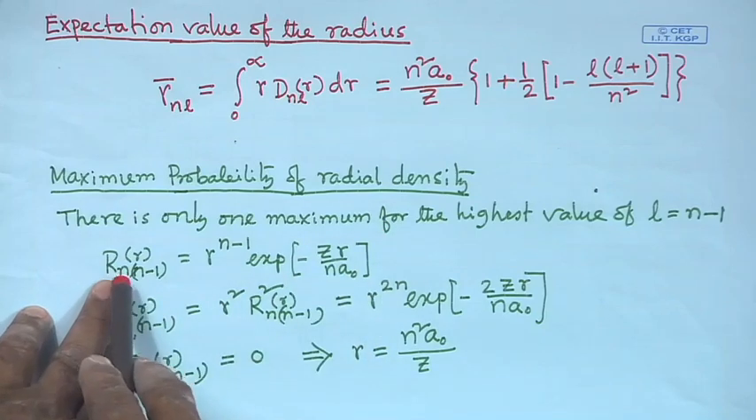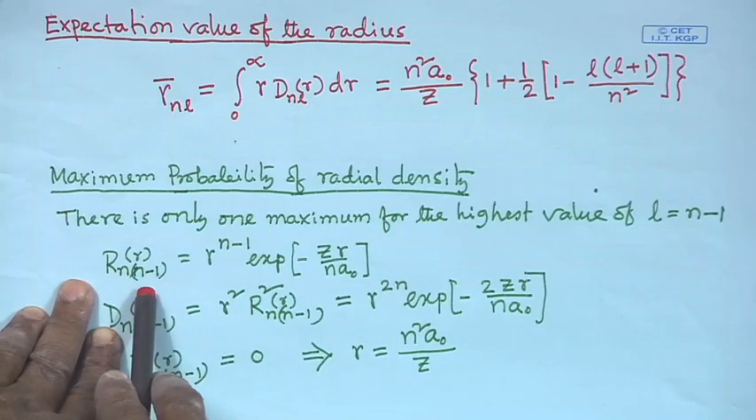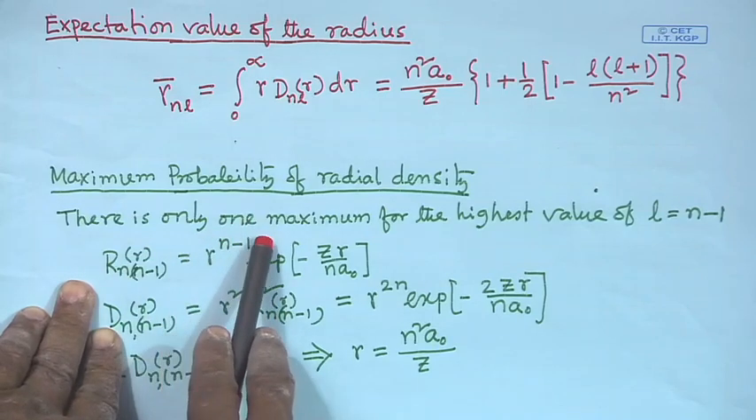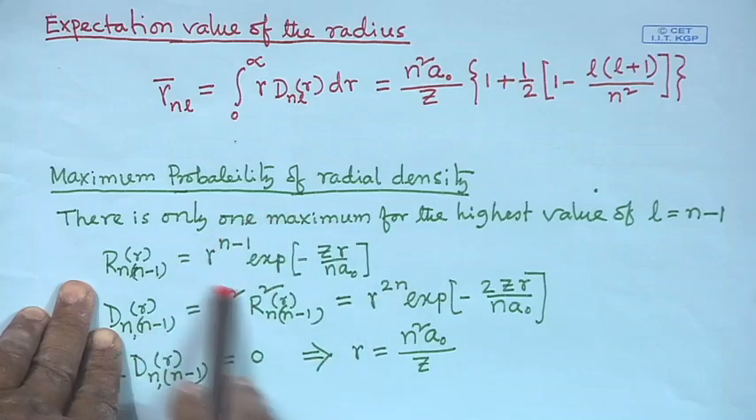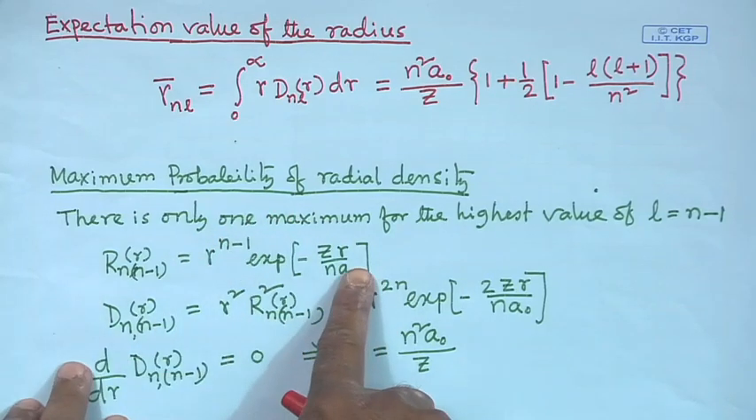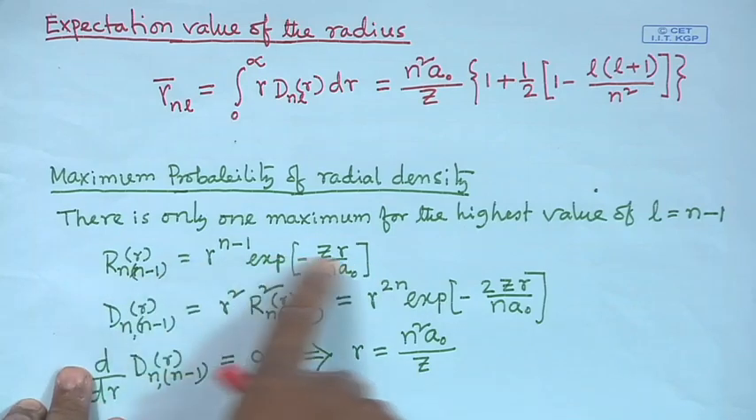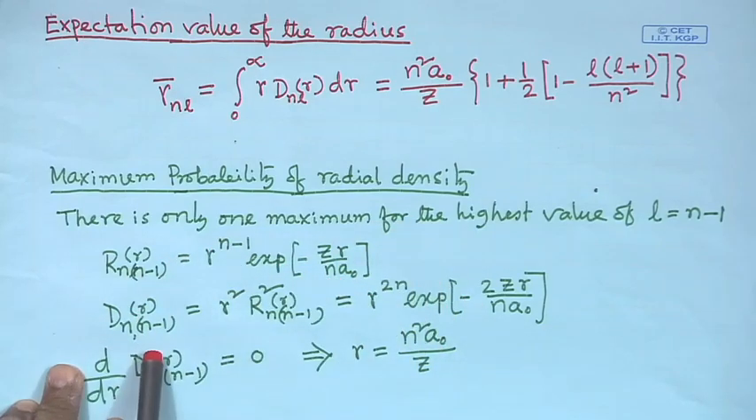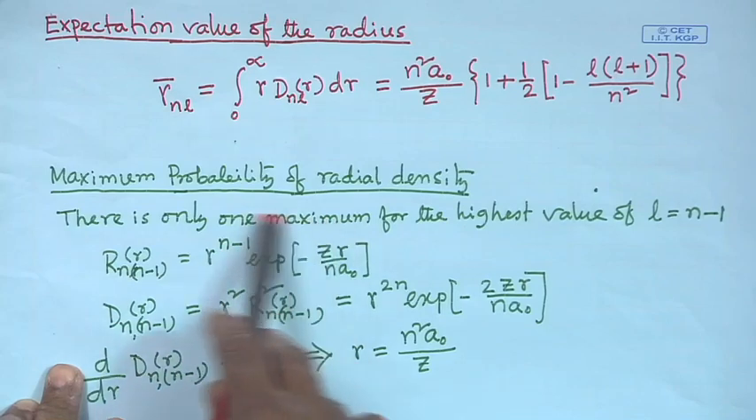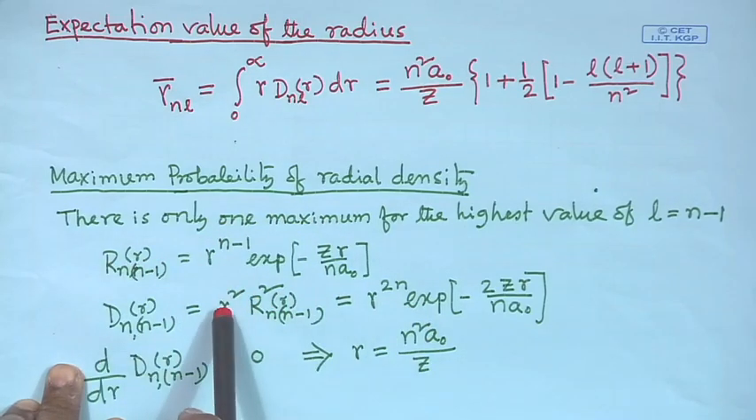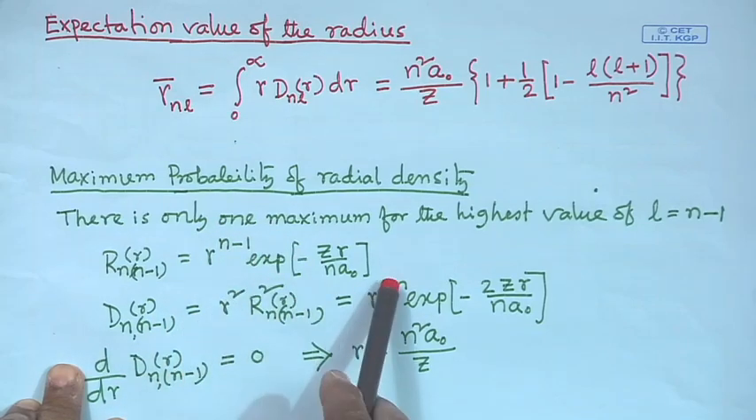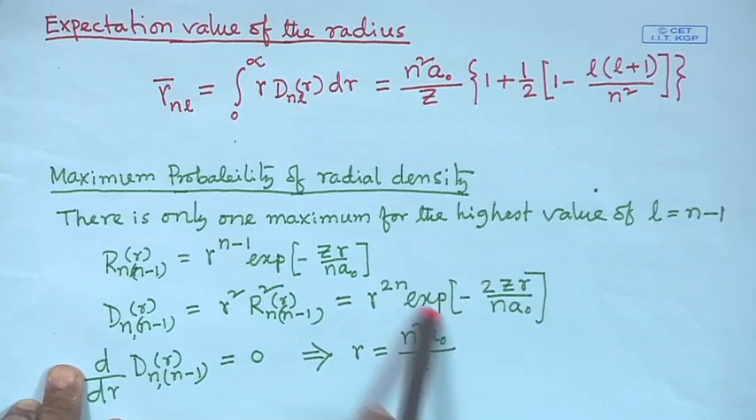But in this condition, when L equal to n minus 1, basically I can write R n L equal to n minus 1 as r to the power L, and I have replaced it with n minus 1 and the exponential term. So for the highest value of L, I can write this wave function like this. Now, the corresponding radial density probability one can write as r square into this. Squaring gives r to the power 2 n minus 2, so this r square is there, so r to the power 2 n, and the exponential square term.